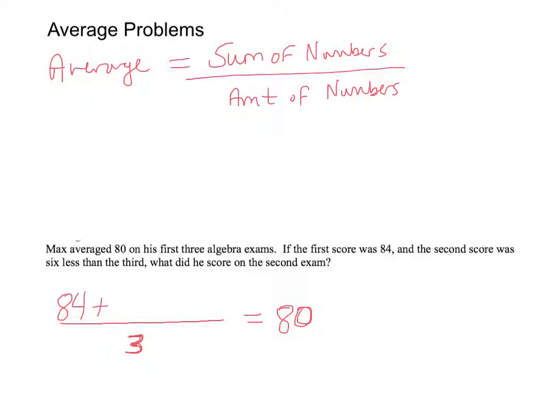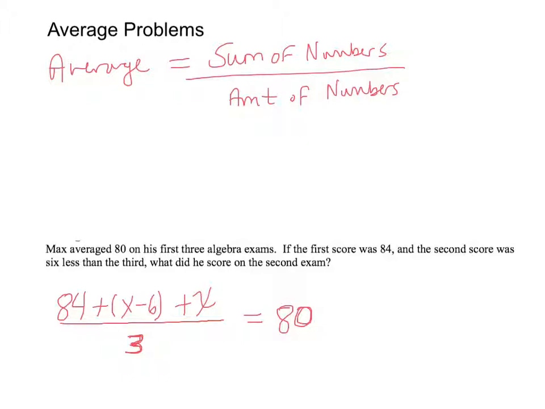The second score was 6 less than the third. So basically, if I don't know anything about the third, I might let the third be X. And the second score was 6 less than the third. So how do I represent 6 less than the third? If I take 6, no, that's backwards, right? If I take the score that he made on the third exam, X, and I subtract 6 from it, then I will have 6 less than, right? 6 less than the third score. Okay, cool. Now I have my equation.